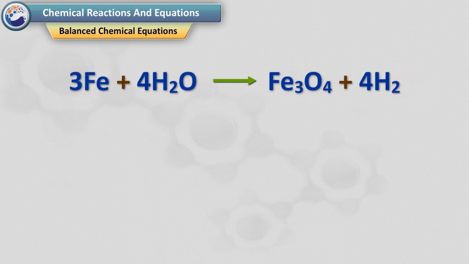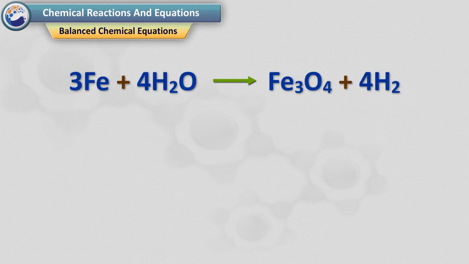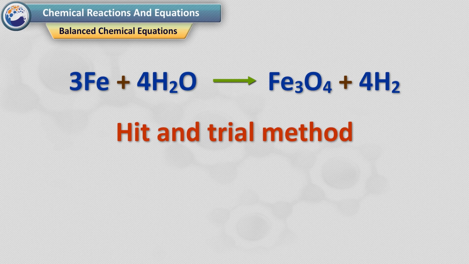Step 6. Finally, to check the correctness of the balanced equation, we count atoms of each element on both sides of the equation. The numbers of atoms of elements on both sides are equal. This equation is now balanced. This method of balancing chemical equations is called hit and trial method, as we make trials to balance the equation by using the smallest whole number coefficient.